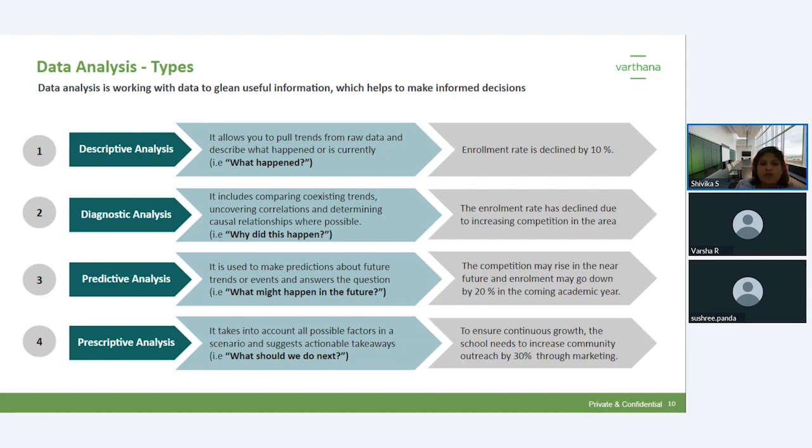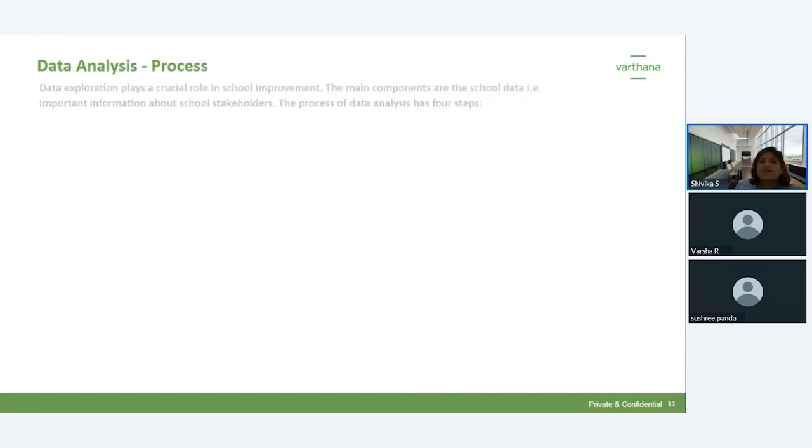So now we have understood what data analysis is. Let's move on and understand the process. We have seen the four types of data analysis, and the other part is the process of doing the data analysis. It's important to improve a school, and this process helps a lot. As I have mentioned, we already have a lot of access to demographic and outcome-related data. Let's see how we can use it effectively, and let's understand the process.